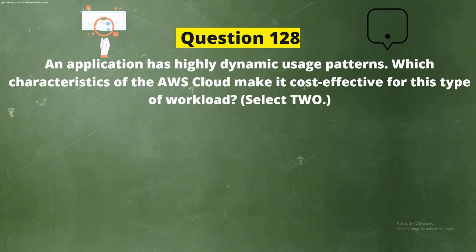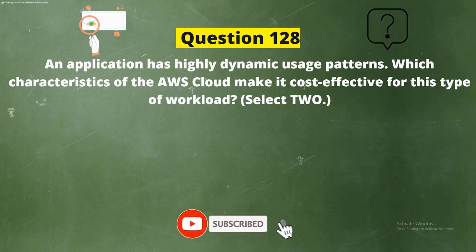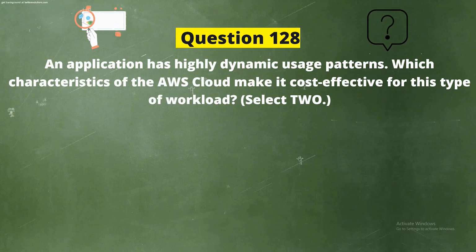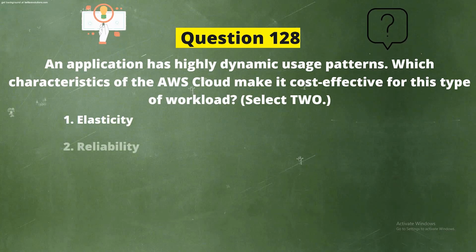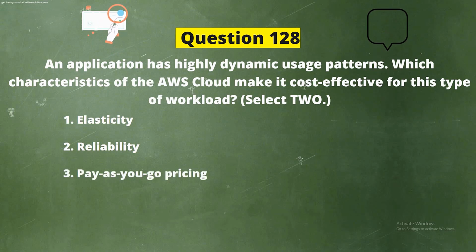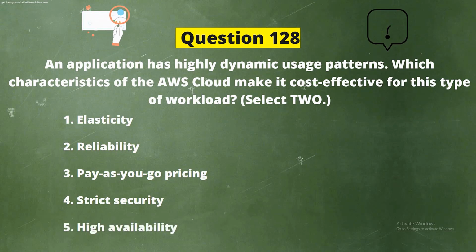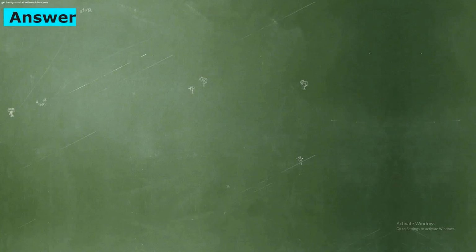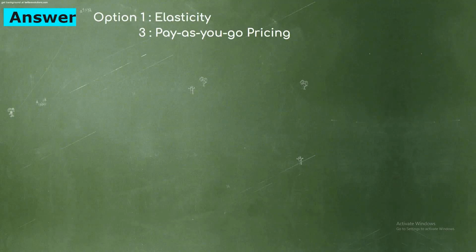Next question. An application has highly dynamic usage patterns. Which characteristics of the AWS cloud make it cost-effective for this type of workload? Select 2. And the options are: Option 1. Elasticity. Option 2. Reliability. Option 3. Pay-as-you-go pricing. Option 4. Strict security. Option 5. High availability. And the correct answers are Option 1. Elasticity. And Option 3. Pay-as-you-go pricing.